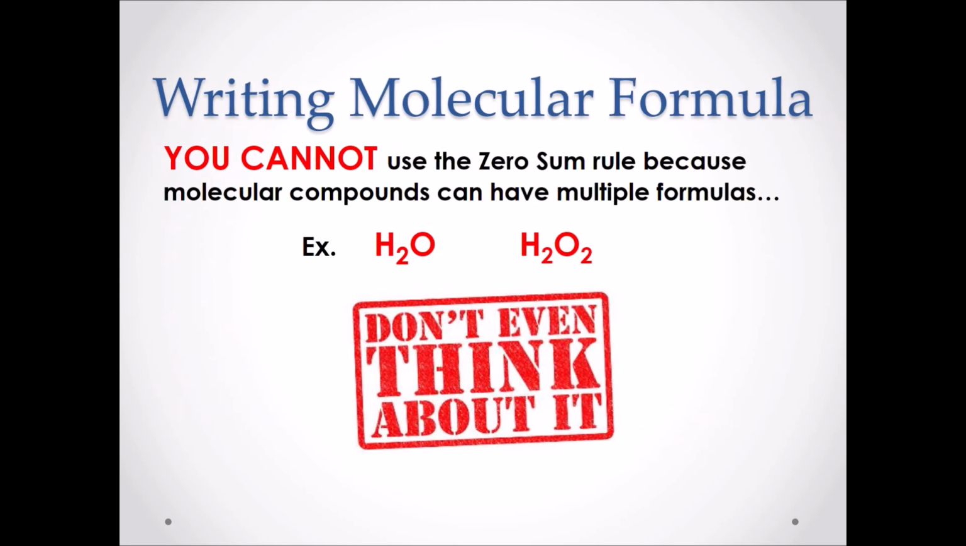It's important to remember, when writing molecular formulas, we cannot use the zero-sum rule because molecular compounds can combine in multiple ratios. For example, we can have a compound with hydrogen and oxygen, which is H2O, but we can also have another compound, which is H2O2. This is the reason why we use prefixes, to identify the number of atoms in the chemical formula.